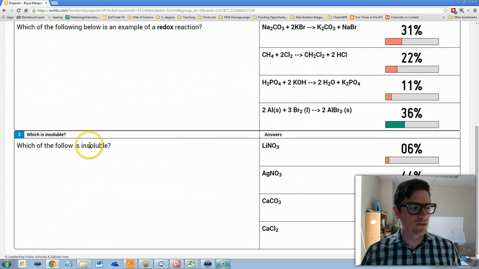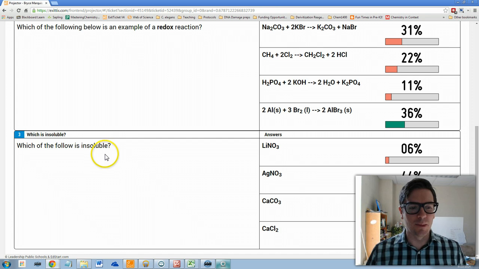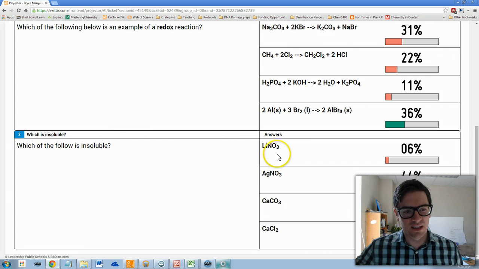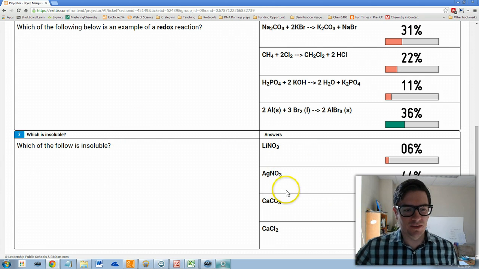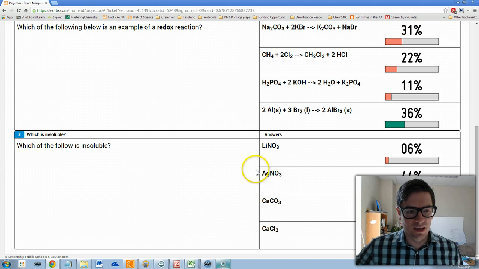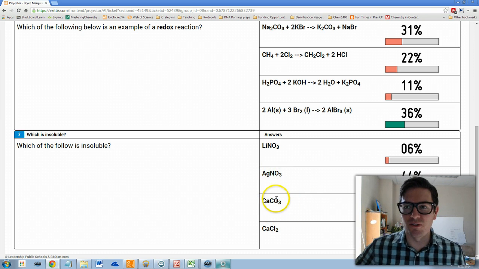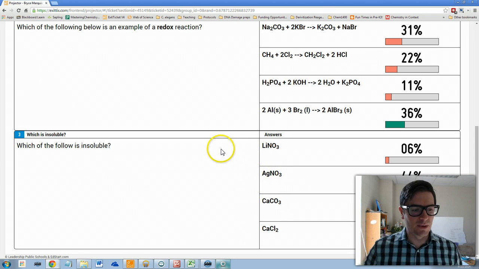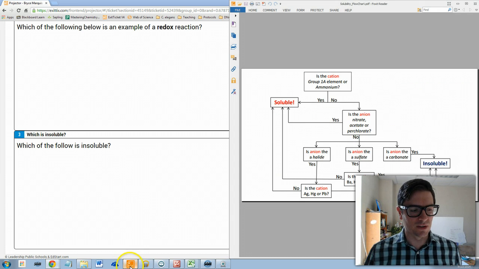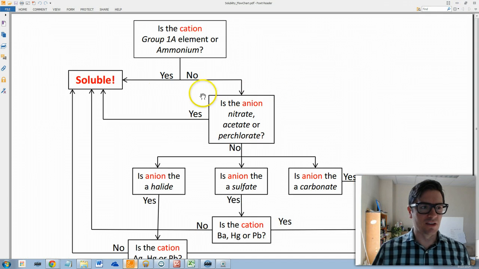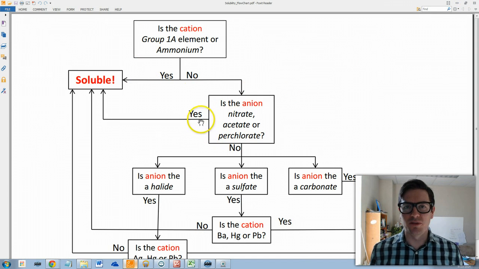All right, and finally, the last question is, which of the following is insoluble? It looks like about 50-50, you guys, 50% got it right, and the majority of the people who got it incorrect picked silver nitrate. I can see why people thought that, because silver is often not soluble with certain anions. But I made this little chart, which hopefully I'll share with you guys in class tomorrow. The idea is you can work through it. It's sort of a flow chart if you're trying to figure out if something's soluble or insoluble.